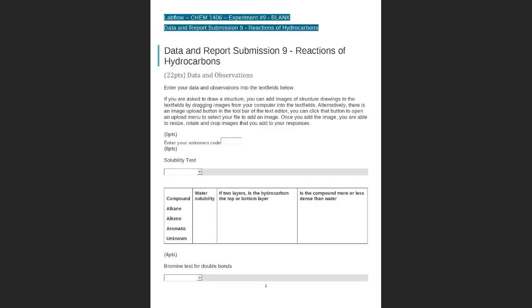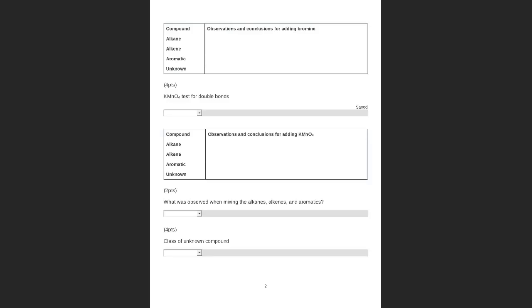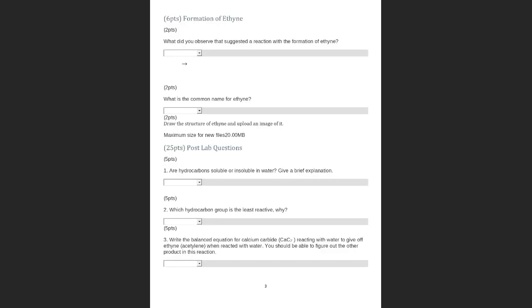Let me see if there is something else, so we can go and share the report and see if there is something else that we need to look at. Okay, so this is a similar report that you are going to see. The first part, we went over the solubility, so you will look at the data. The bromine test we went over. It will be easy just to complete this and then compare to your unknown.